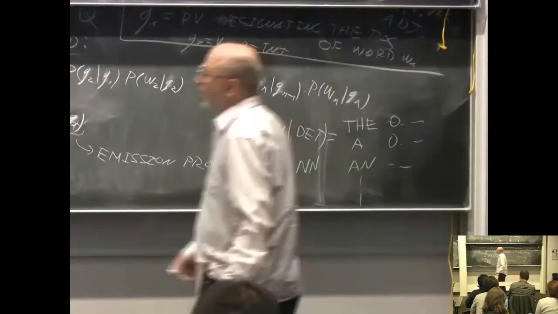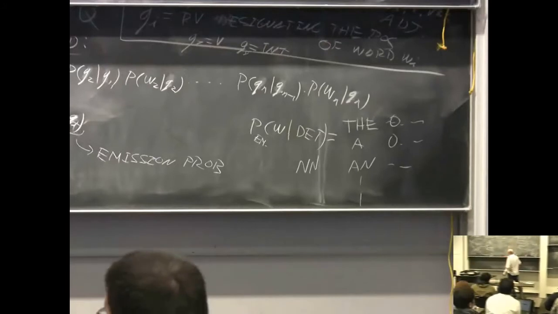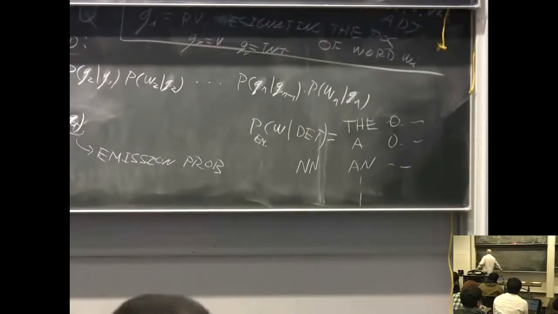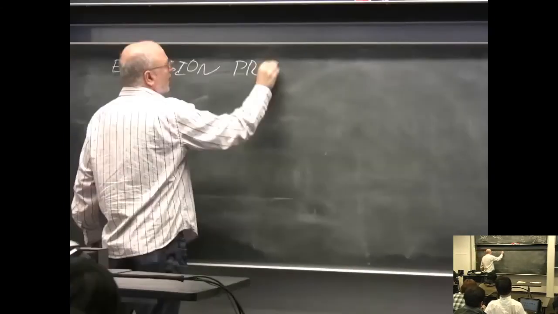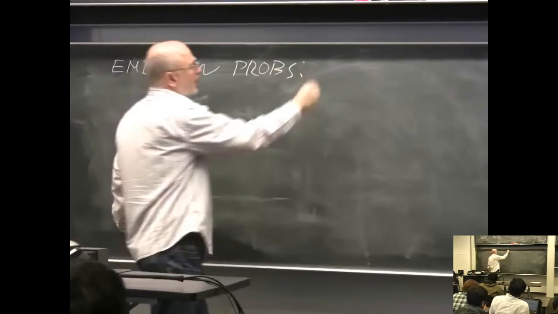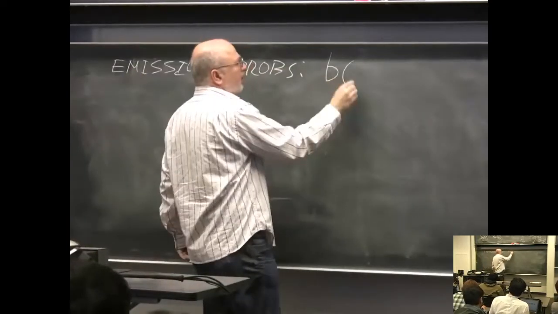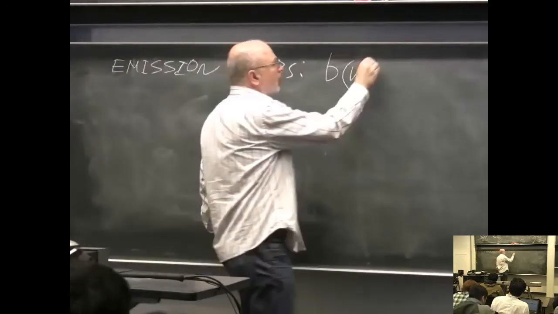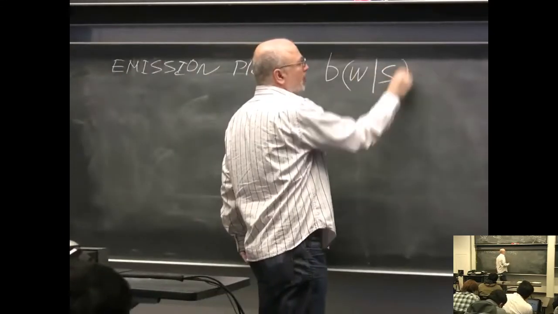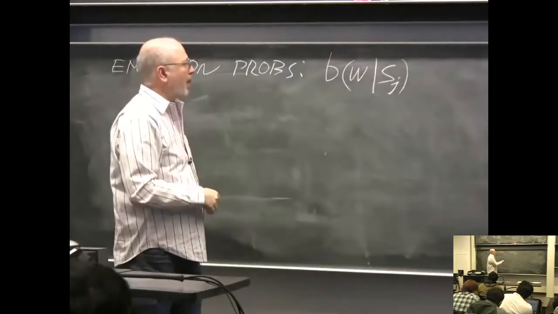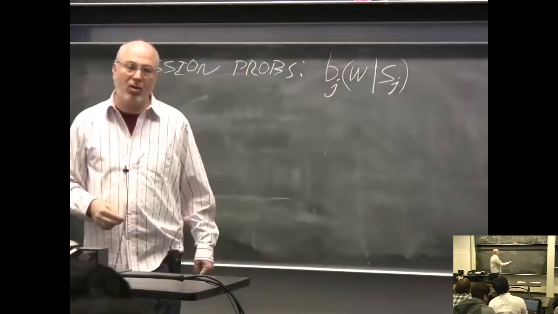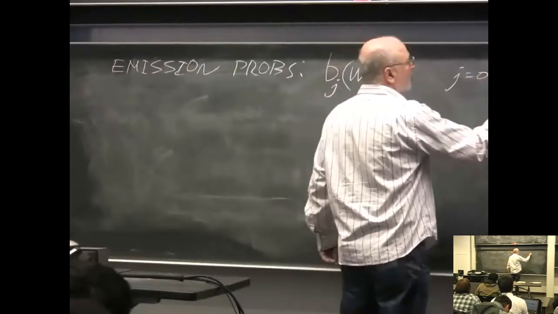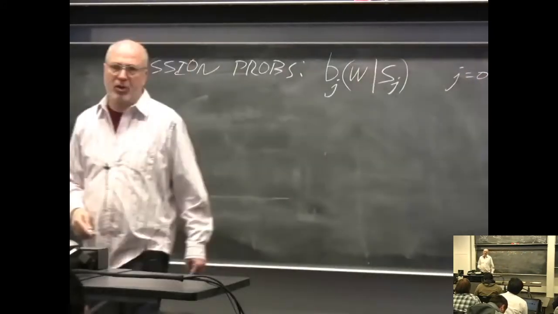So the emission probabilities we will call B, and B will be a distribution over all the words in the vocabulary conditioned on the particular part of speech J. Or we can call it B sub J, meaning it's conditioned on part of speech J, where J goes from 0 to big N, the number of parts of speech.